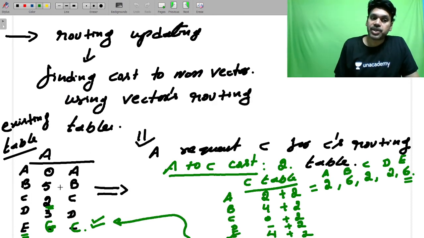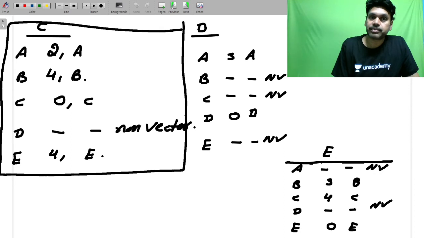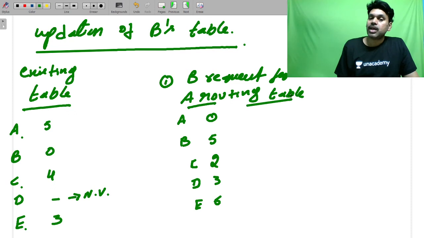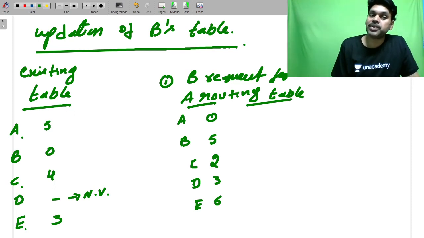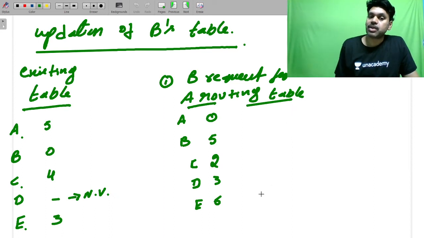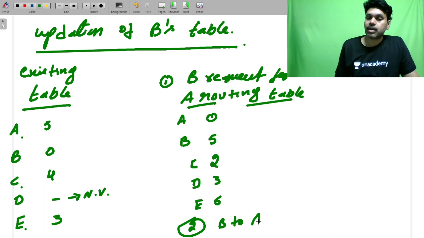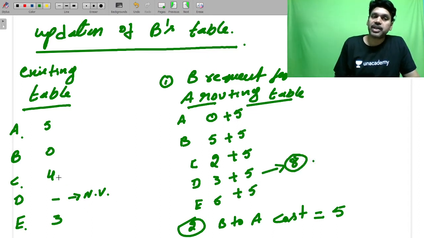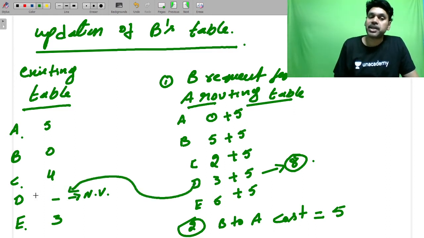It is 0, 5, 2, 3, 6, for A, B, C, D and E. This is your A routing table. Now I said take the cost from B to A. What is the cost of B to A? From the diagram, the B to A cost is 5. So take that cost also. Add this 5 here. That's it. You got a value. How much is it? 8. So update this value here. Now I am completing the B table with 8.